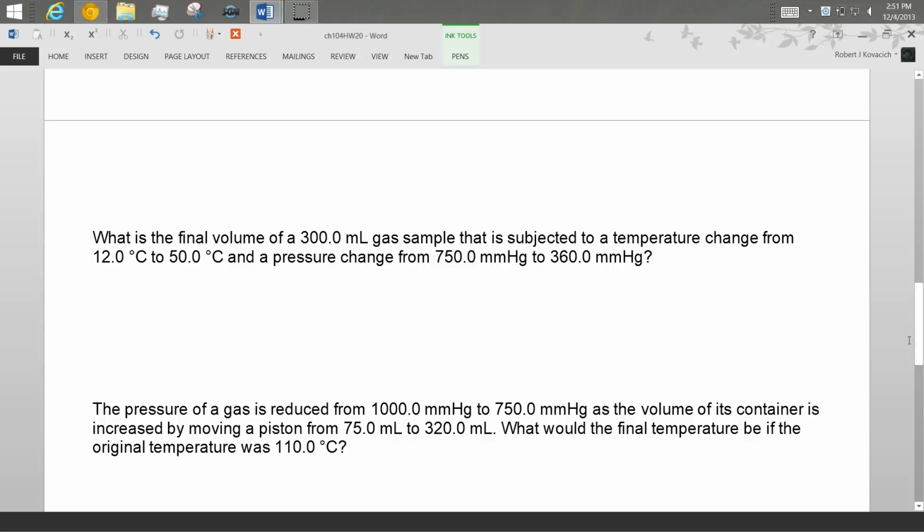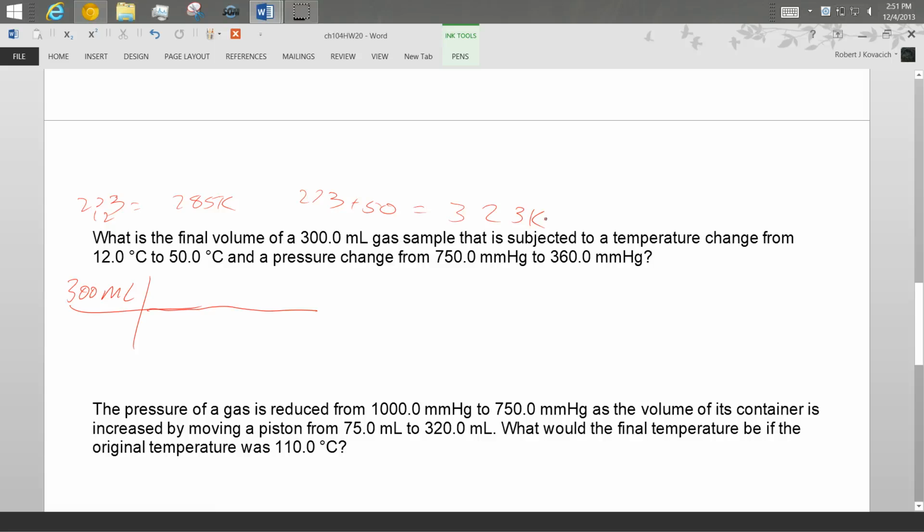Find the final volume. 300 milliliters. Okay, so we're looking for a volume, and I've got 300 milliliters. So 300 milliliters is what I'm going to start with. And I see some temperatures, so I'm probably just going to want to go ahead and convert those straight away. So 273 and 12, 285. And then 273 and 50, 323, okay?